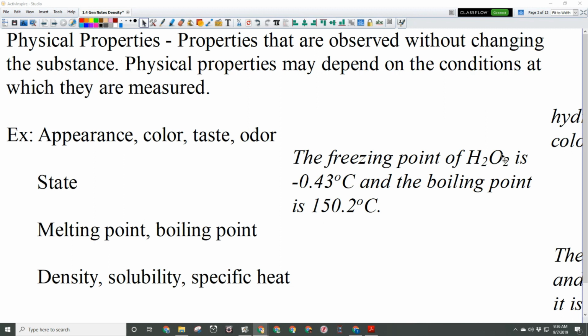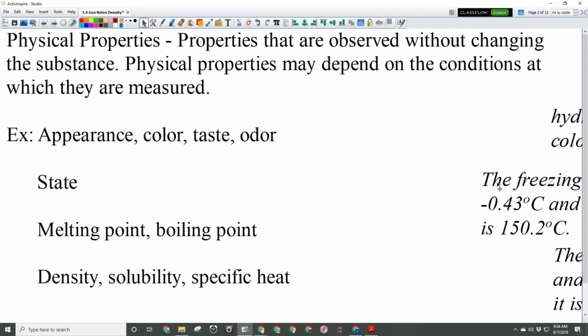All right, so we're going to see this a lot. Right here, we're going to start seeing formulas written out. This is a chemical formula. It tells you have 2 atoms of hydrogen bonded with 2 atoms of oxygen. So H2O2 is the formula for hydrogen peroxide.